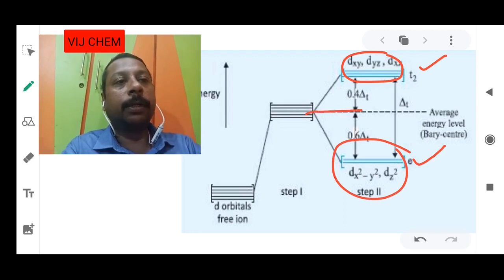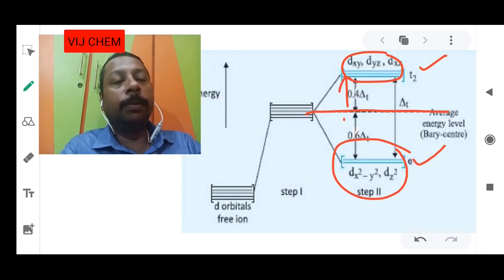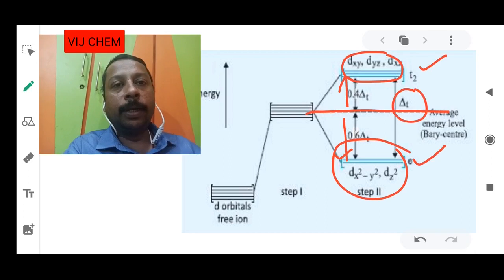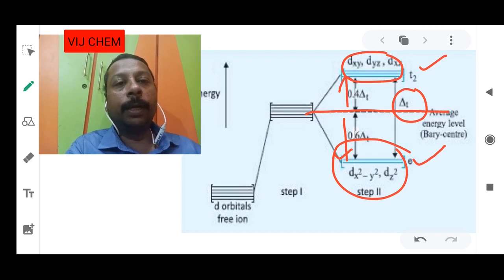Okay, this is the barycenter. Now see, two people pushing three people up, so 2 by 5, that is 0.4, and three people pushing them down, therefore 3 by 5, 0.6 delta t. And this delta t, the t stands for tetrahedral. Okay, so it is less on top and more at the bottom. So 0.4 delta t on top and 0.6 delta t down, and that line is called the barycenter.